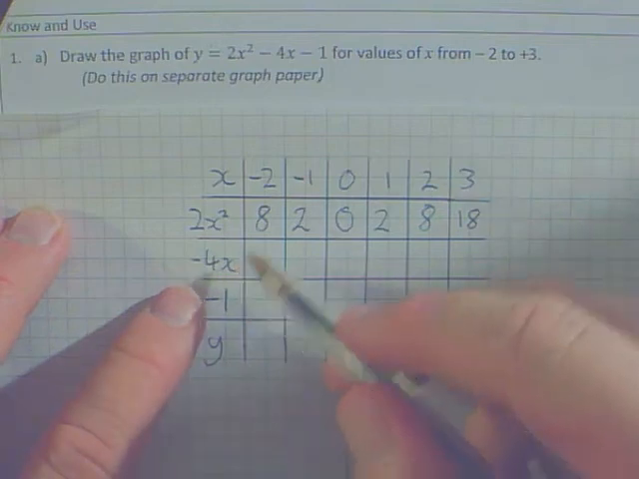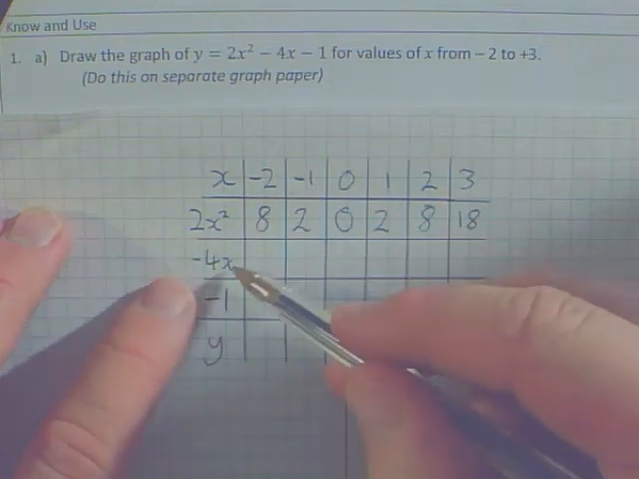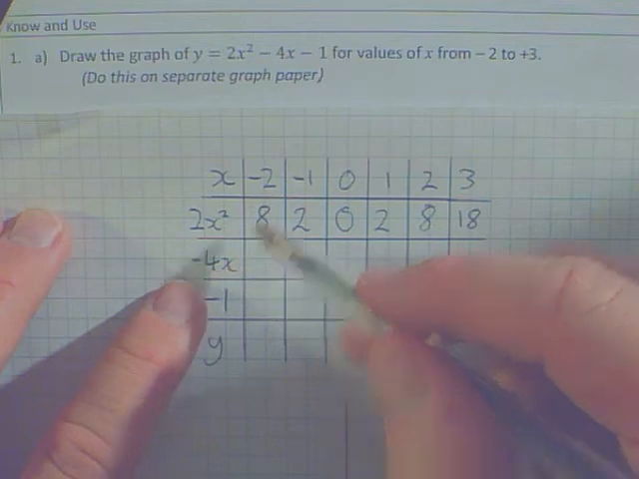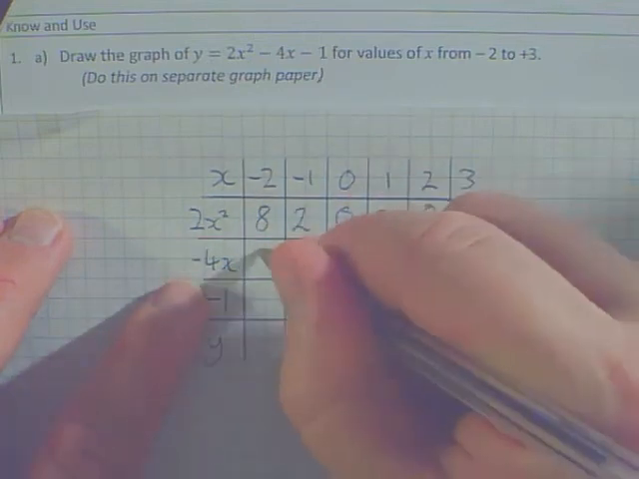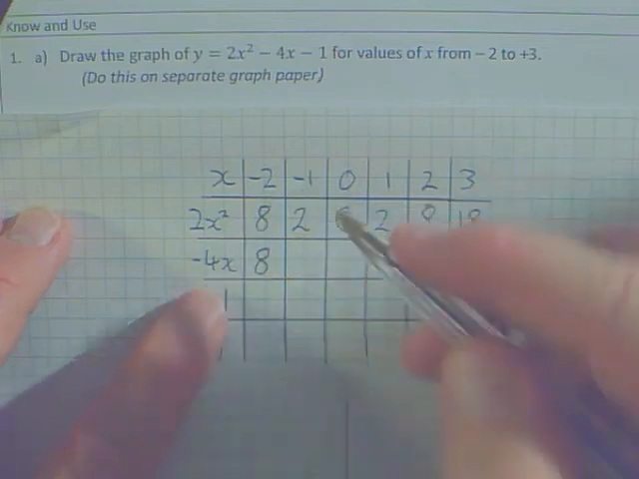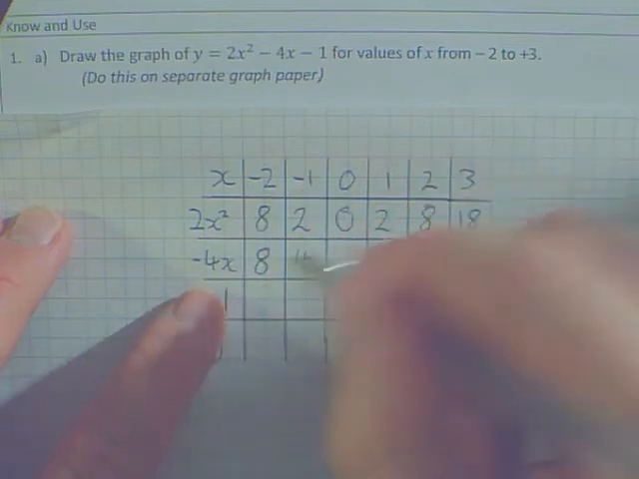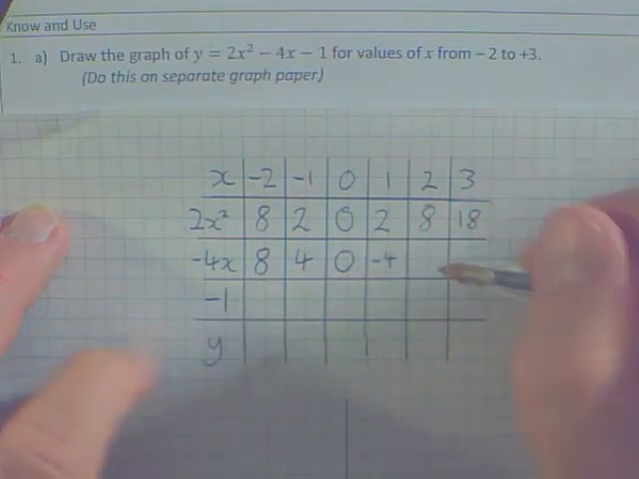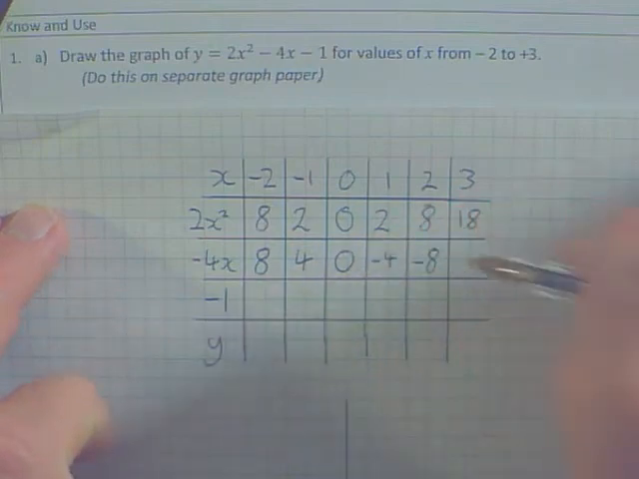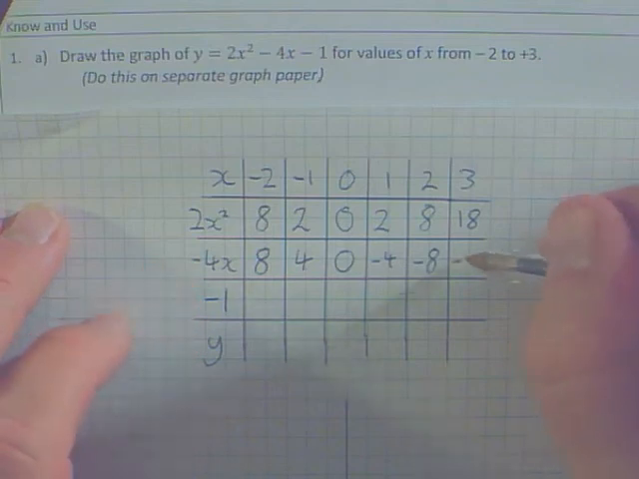Okay, minus 4x, here's where most of the errors creep in. This is minus 4 times minus 2. Minus 4 times minus 2 is plus 8. Minus 4 times minus 1 is plus 4. Minus 4 times 0 is 0. Minus 4 times 1 is minus 4. Minus 4 times 2 is minus 8. And minus 4 times 3 is minus 12.